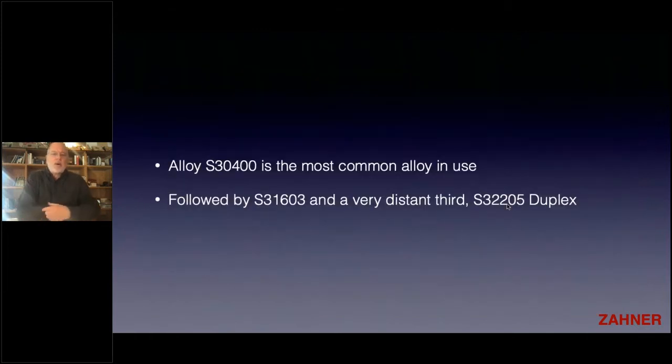Alloy 304 is the most common alloy in use in the architectural world in the United States, North America, and in Europe, followed by 316, and then a very distant third, the duplex alloy 2205. Therefore, the 304 tends to work. In the northern portions of the country, where we use a lot of de-icing salts, is where the 316 alloy might come in.